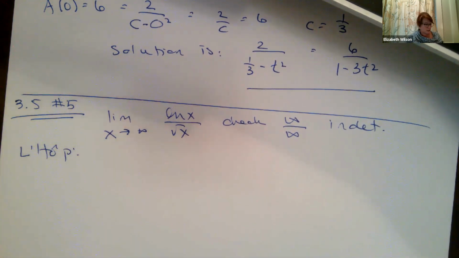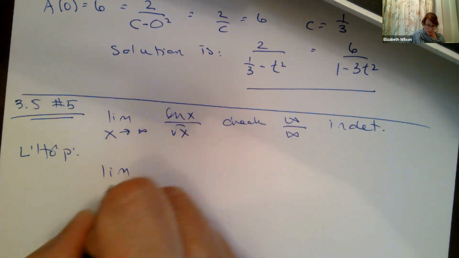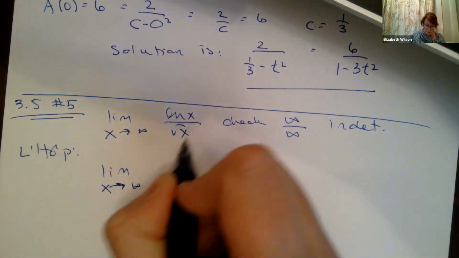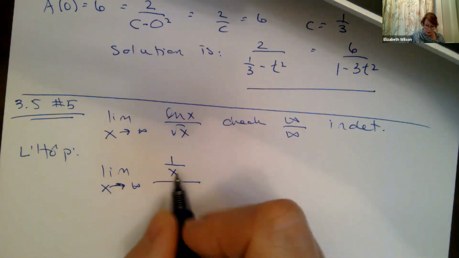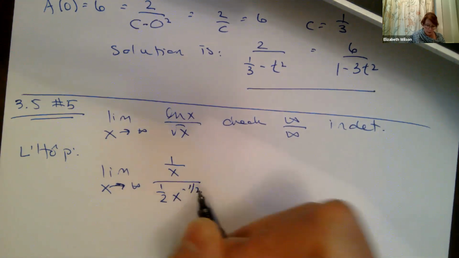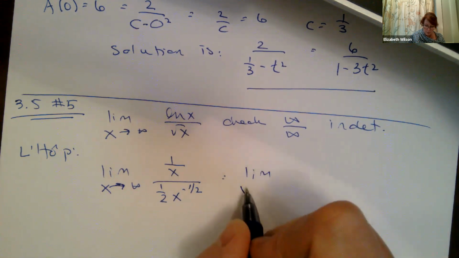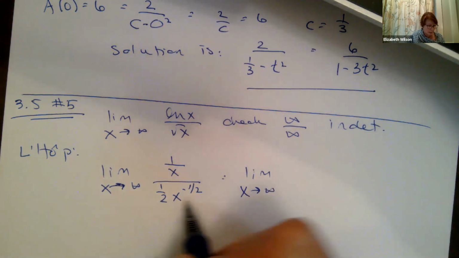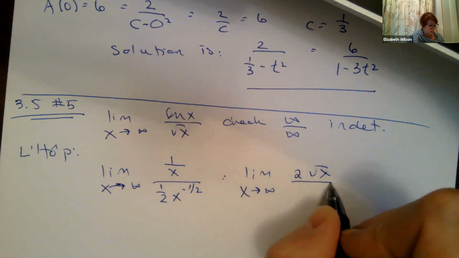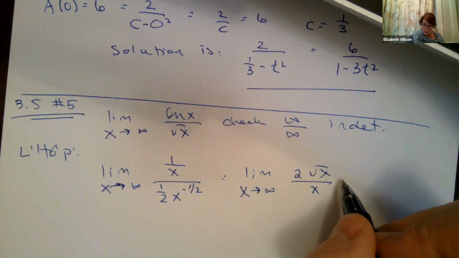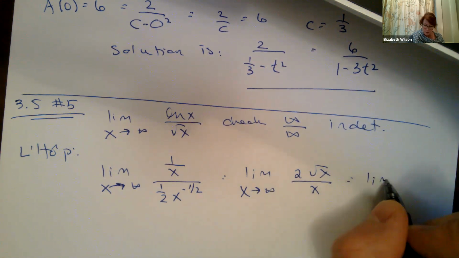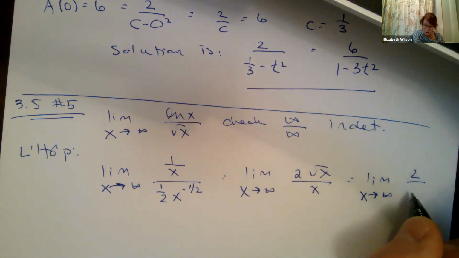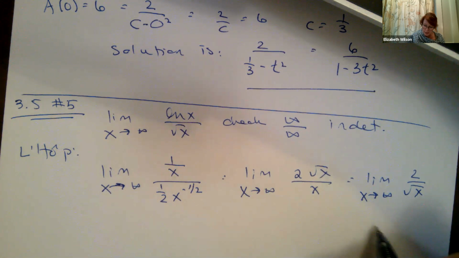Remember, you have to specify all this out. The limit as x goes to infinity: I take the derivative of the top, 1 over x, and the derivative of the bottom, 1/2 x to the minus 1/2. When I clean that up, I get 2 radical x all over x. Dealing with exponents, this is x to the 1 and this is x to the 1/2, so the limit is 2 over radical x, which means as x goes to infinity, this is equal to 0.